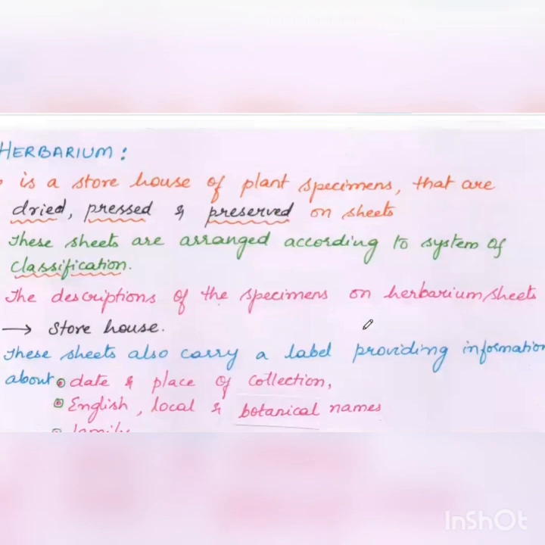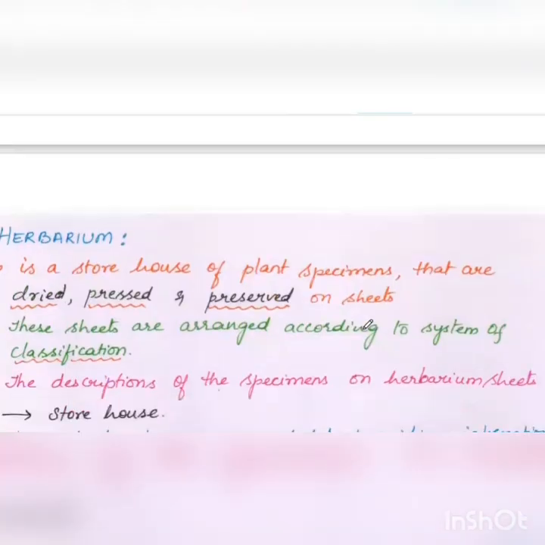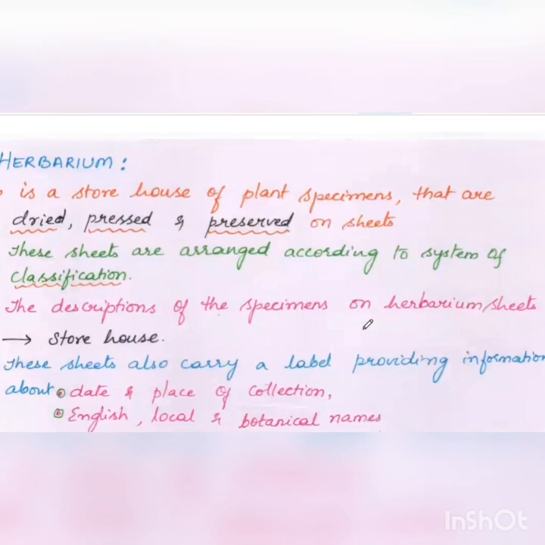Now we'll start with herbarium. I'll explain whatever these are. Herbarium is a house of plant species. It's a place to keep herbarium sheets. It's almost similar to the dimension of an A4 sheet, on which the leaves are dried, pressed, and preserved. It's stuck with a different kind of glue which is available for herbarium sheets.